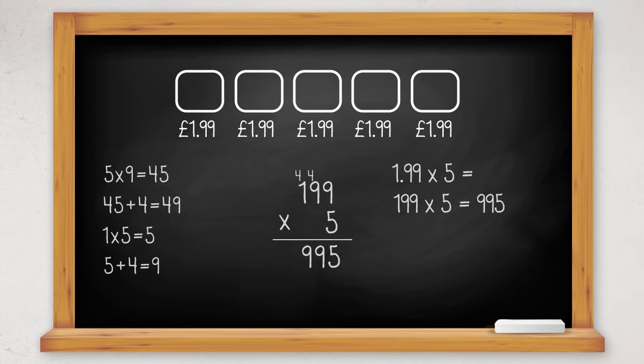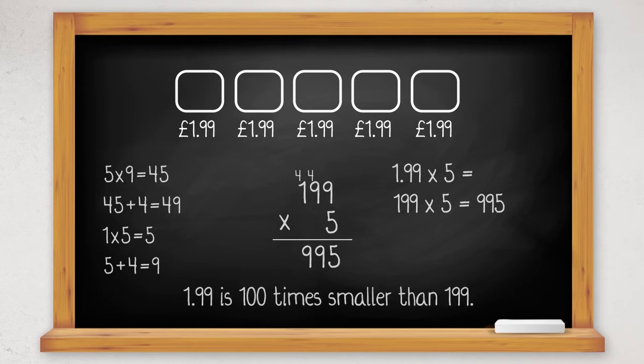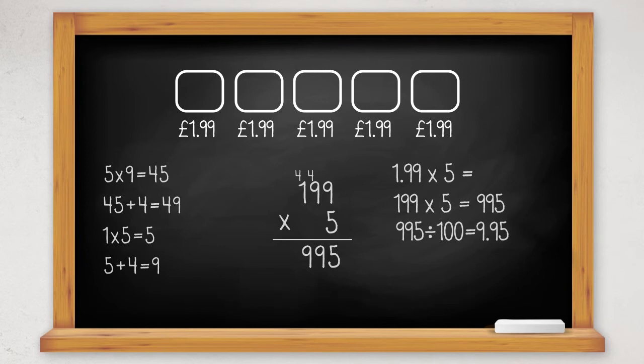But we wanted to work out 1.99 times 5. 1.99 is 100 times smaller than 199. So the answer needs to be 100 times smaller than 995. So we need to divide by 100. 995 divided by 100 equals 9.95. So the total cost of the 5 items is £9.95.